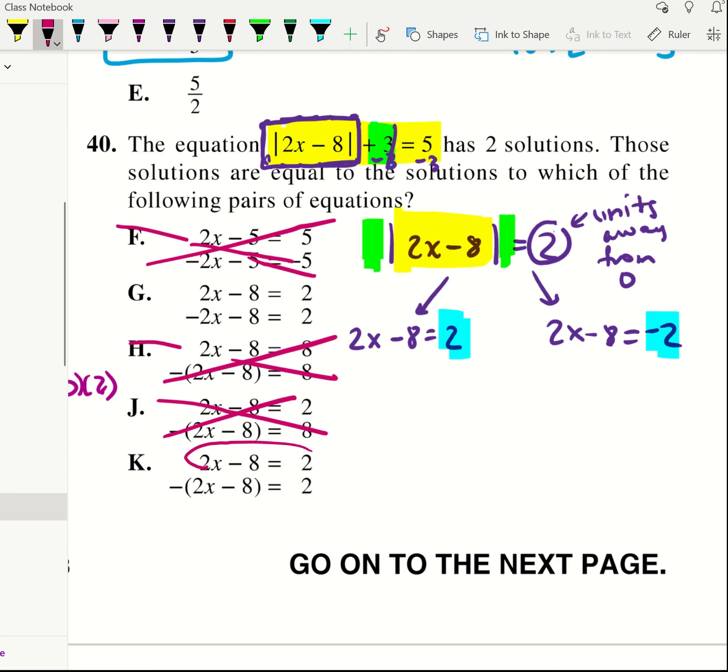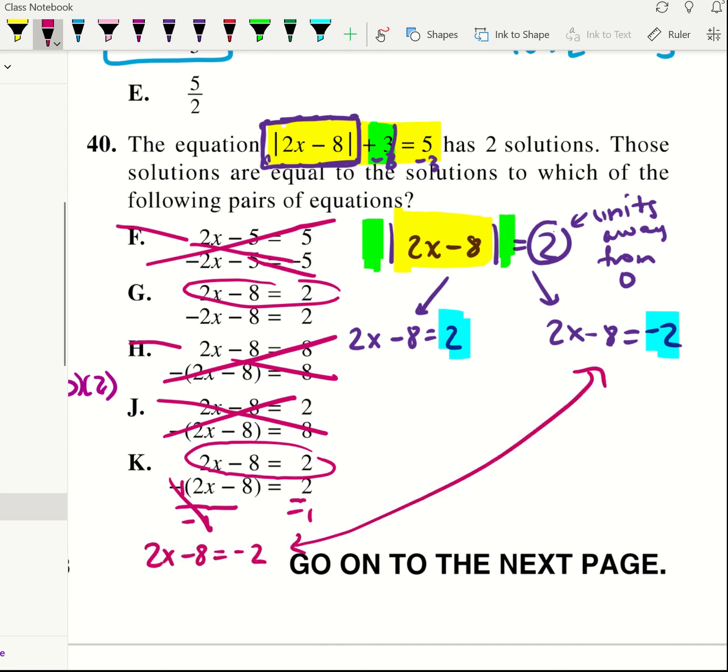I'm feeling pretty good about this first equation both times, but it's the second equation that I'm not so certain of. So I'm going to just look more closely at K. On K, if I wanted, I could get rid of this negative that's multiplying the entire left side by dividing by a negative 1. If I do that, I have 2x minus 8, which equals negative 2, which is a direct match with my second equation. So it's option K. G's close. If you actually solved the second equation for G, you don't get quite the same answer as you do for the second equation of our absolute value solution.